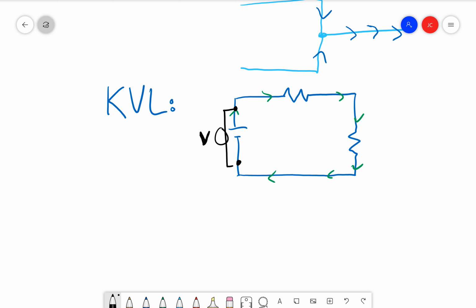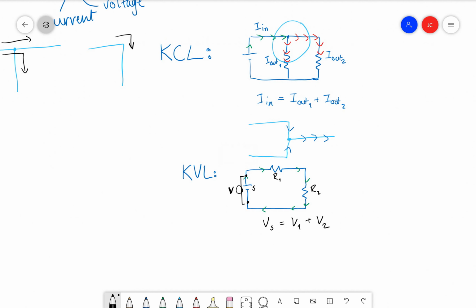Basically, if this is the source and this is the first and second loads, we can say that the voltage at the source equals V1 plus V2. Basically, we don't lose voltage. Voltage doesn't disappear. These are Kirchhoff's current laws and voltage laws. And they're kind of useful in the way that they're stated, but really what they're stating are more or less obvious truths.